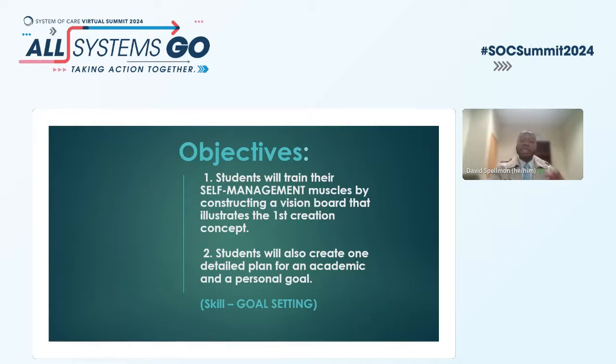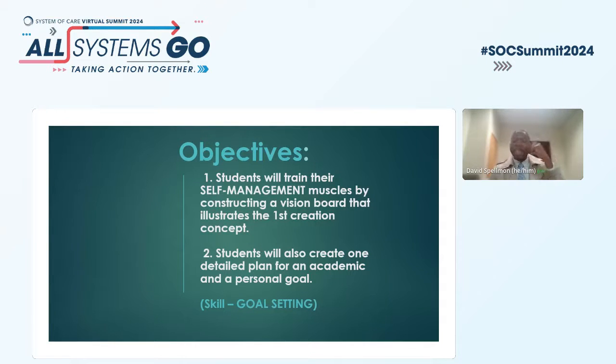My curriculum is no different than somebody's ELA curriculum, their math curriculum. I have objectives just like any other textbook, quote unquote, would have. Also in the intro, I talk about these core competencies, these social and emotional learning skills being muscles. If I wanted to increase my biceps, I would do a bunch of curls. But I feel like our students are deficit in these social and emotional learning skills, these muscles. So we have to be intentional about strengthening them. So if I'm talking about goal setting during this chapter, we're going to strengthen their self-management muscles by constructing a vision board that illustrates that first creation concept.